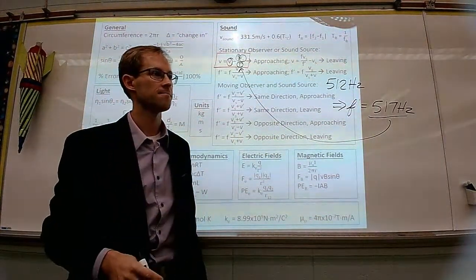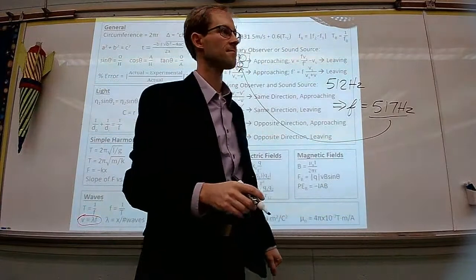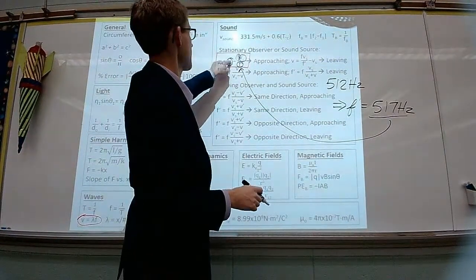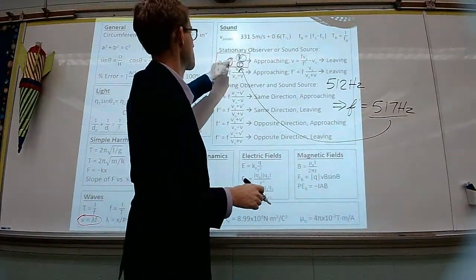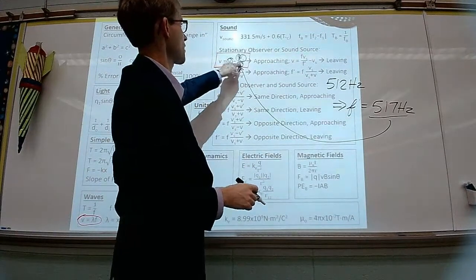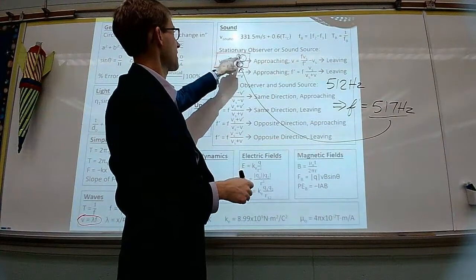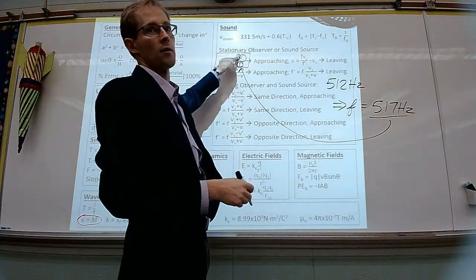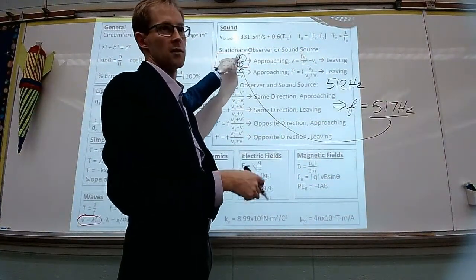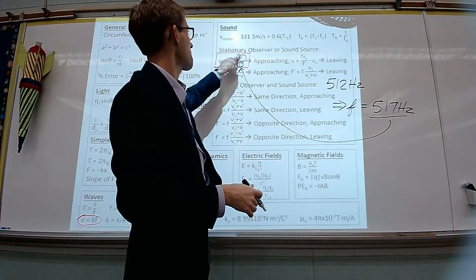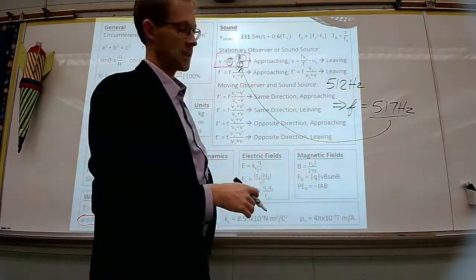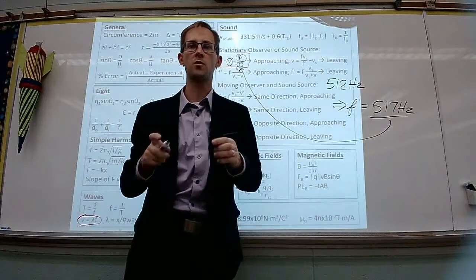Yes? What are those top numbers? So, Vs, that's 343. This observed one here is 517. That's on the bottom. And then the top F is the 512. That's the frequency that's just emitted. Oh, okay. What's the answer again? Answer is 3.32 meters per second.